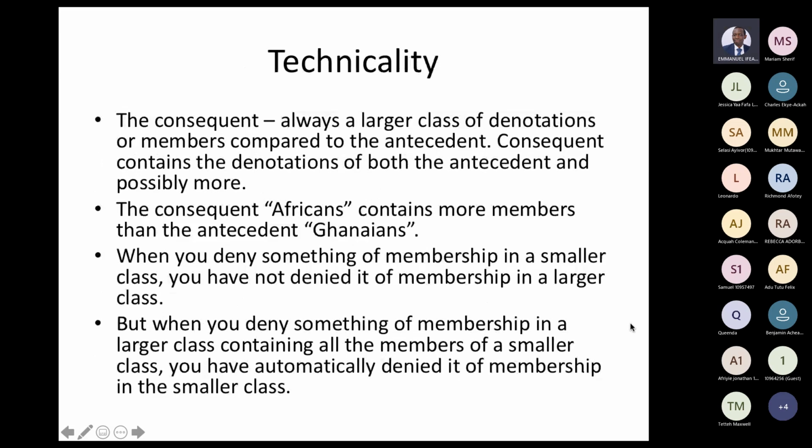The consequent is always a larger class of denotations or members compared to the antecedent. You can look at both the antecedent and the consequent as classes containing items. And the size of the consequent class is larger than the size of the antecedent class. The consequent class contains more items compared to the antecedent class. So something could be in the consequent class, but it's not in the antecedent class. Meanwhile, everything in the antecedent class is in the consequent class automatically.